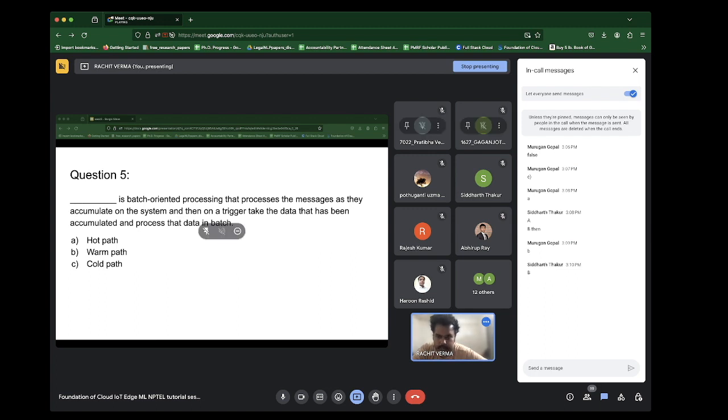Okay, so in that case, B or C would be the right answer. Someone has said A as well, so that wouldn't be acceptable over here because it is batch oriented processing.